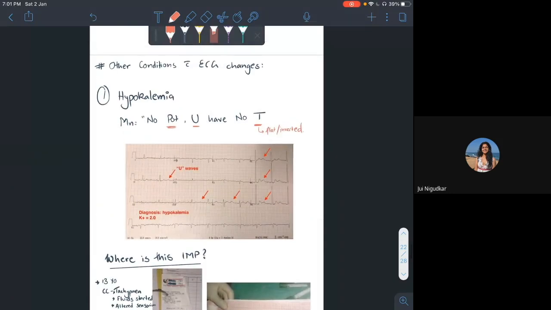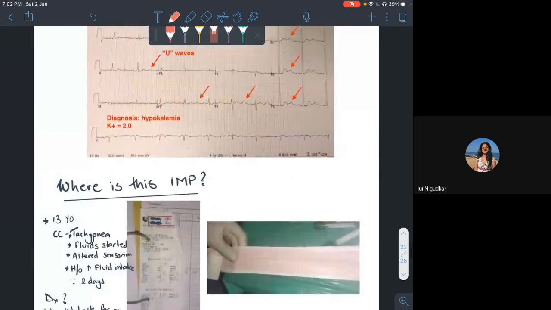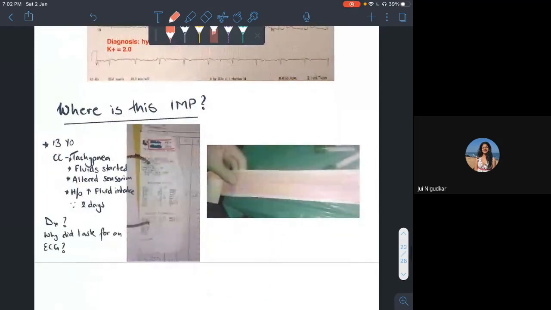So quickly going through hypokalemia, the mnemonic to remember this is that if you do not have potassium, you have no T. So if you have no pot, you have no T. So you're going to have U waves in hypokalemia, and T waves are either going to be flat or inverted. This is important when you're looking at a case of diabetic ketoacidosis. This is a very common case you will see in the EMS as an intern or a medical student.